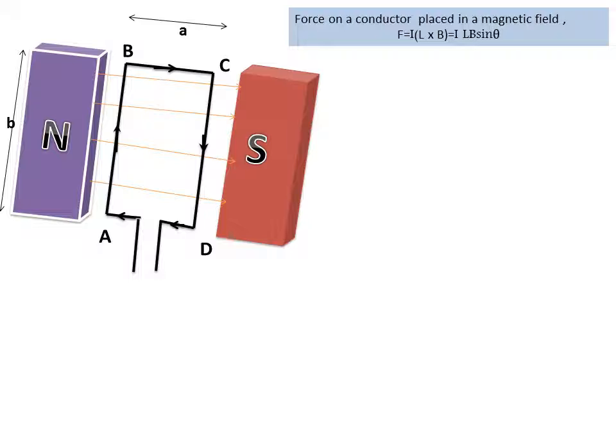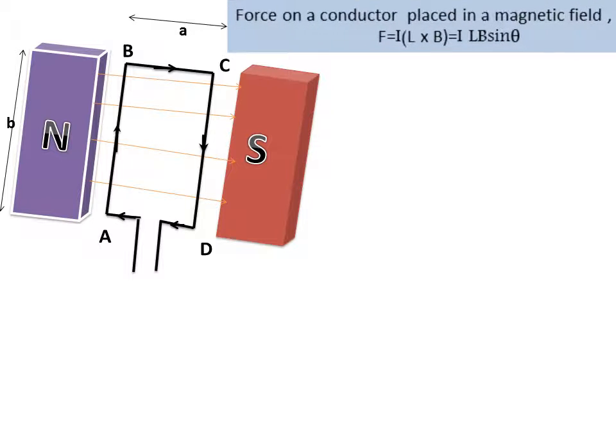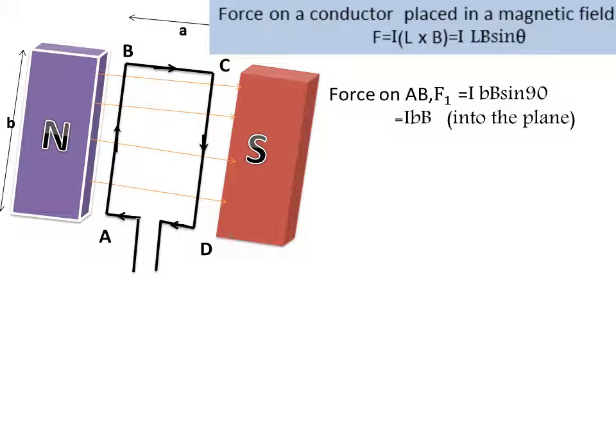We know that when a current carrying conductor is placed in a magnetic field, a force F equal to I into L cross B acts on it. Now first we will find the direction and magnitude of force on AB. Let F1 be the value of force on AB. Using the above equation, we can write I into, instead of L, the length of AB, small b, into capital B, the magnetic field.